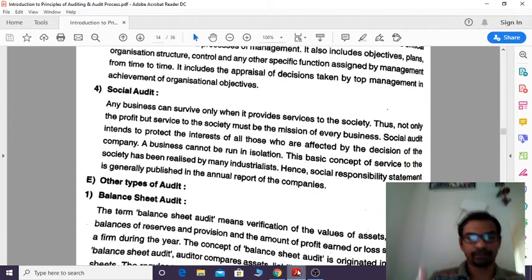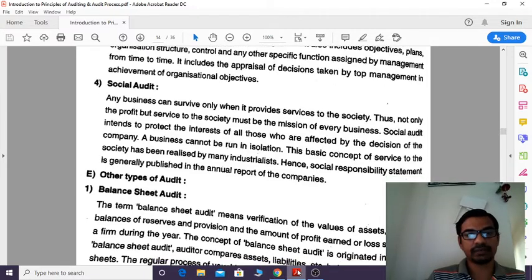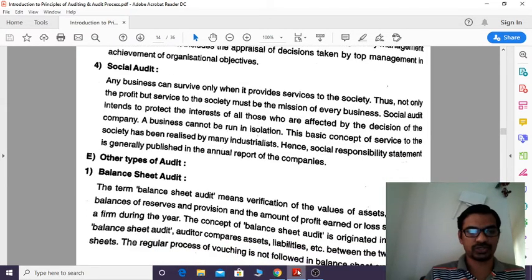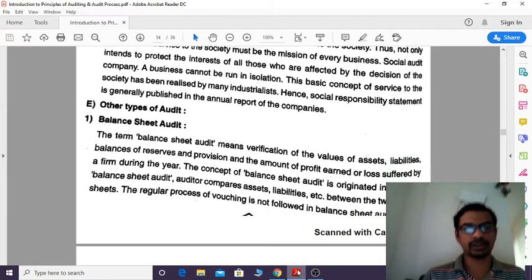Then social audit. It is also a new type of audit. Any business can survive only when it provides services to society. And nowadays, according to the Companies Act 1956, it is necessary for business organizations to perform various kinds of corporate social responsibility, and for that a special fund is raised by the organization. So whenever the audit is done by the auditor regarding corporate social responsibility activities, it is called the social audit. Understood? And now the last one, the other types of audit.